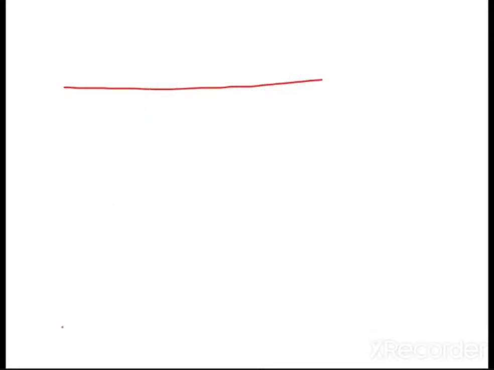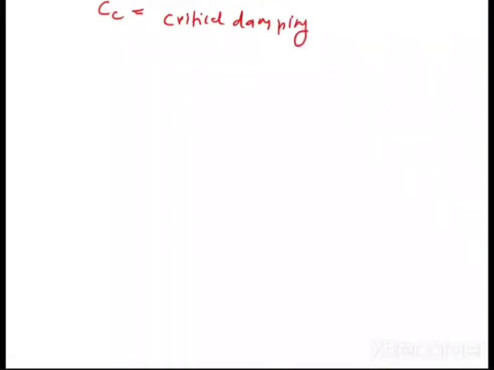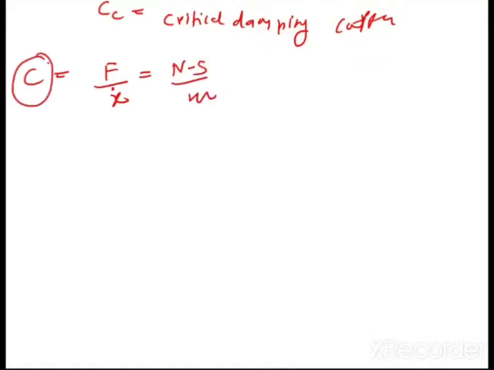What is this critical damping coefficient? Let me explain. This term is called Cc. The Cc is nothing but the critical damping coefficient. Guys, all these terms are very, very important. First of all, what is C? C is nothing but F upon X dot, that is equal to Newton seconds per meter. It is the damping coefficient, right? Because F is directly proportional to X dot, F is equal to C x dot.